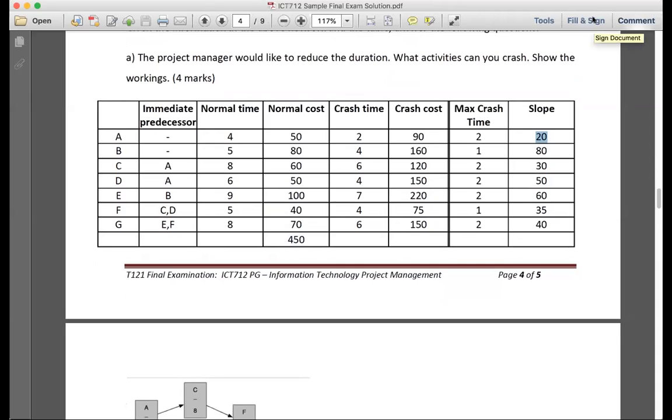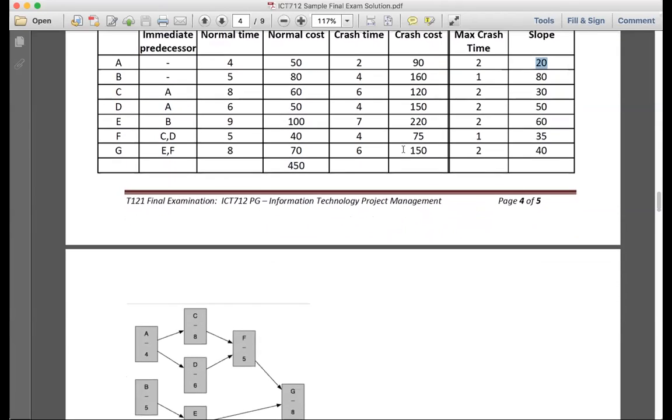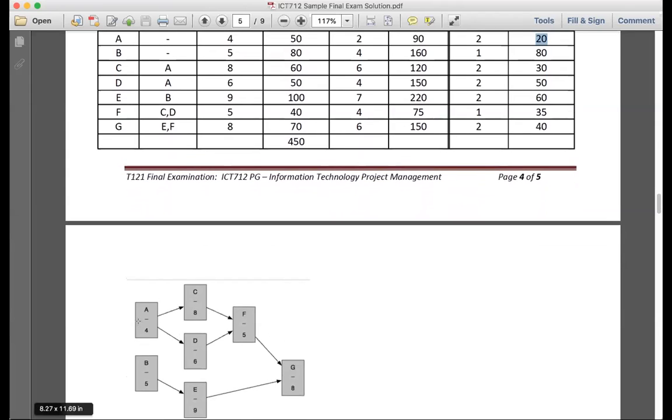So guys, does someone have background noise? Please go on silent to avoid that. If I crash A, instead of 4, what do I put here? 3. We put 3 because that drops from 4 to 3, which means ACFG will reduce by 1 day and ADFG will reduce by 1 day.